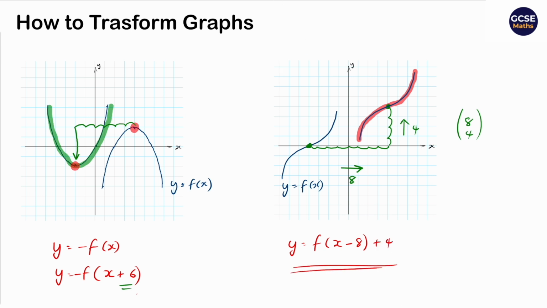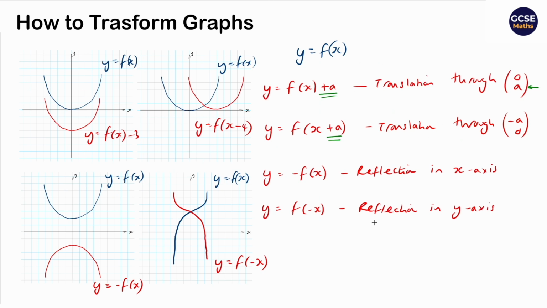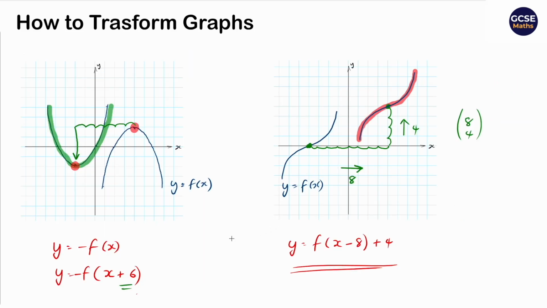What I would suggest is that you learn these so you can recognize if you've got the function of x with a plus a bolted on the end, you're translating up and down. If you've got the plus a within the bracket, you are going left for plus a and right for minus a. If you've got a reflection in the x-axis, it's a minus function of x. And if you've got a reflection in the y-axis, it's the function of minus x. And finally, you need to remember that actually these can be combined. And to combine them, just think of them one step at a time.